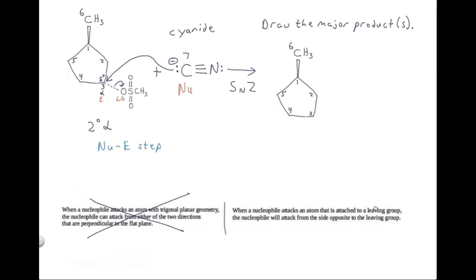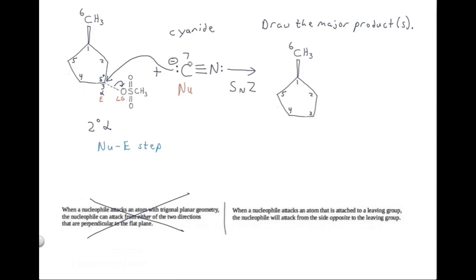Instead, do you see this rule is applicable? Because here we have a nucleophile attacking an atom while it's still attached to the leaving group. When the nucleophile attacks, the leaving group is still attached. So we're now using this rule, which says that the nucleophile will attack from the side opposite to the leaving group. Well, the leaving group was behind the page.